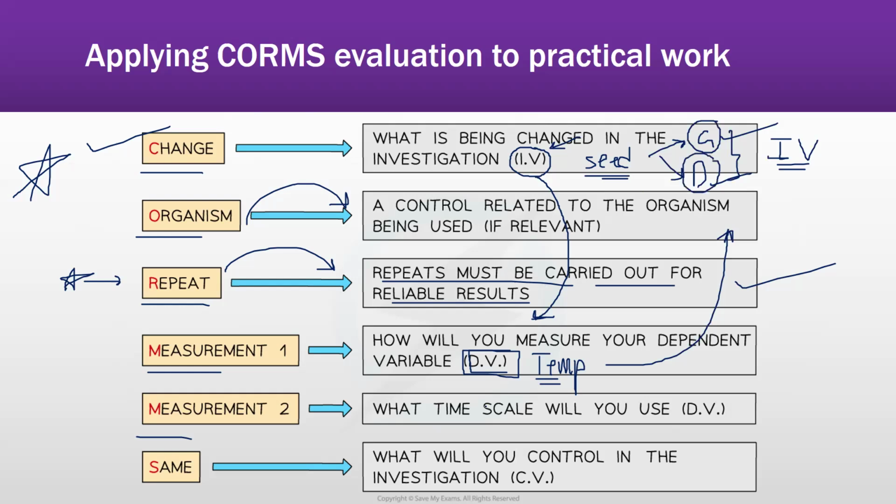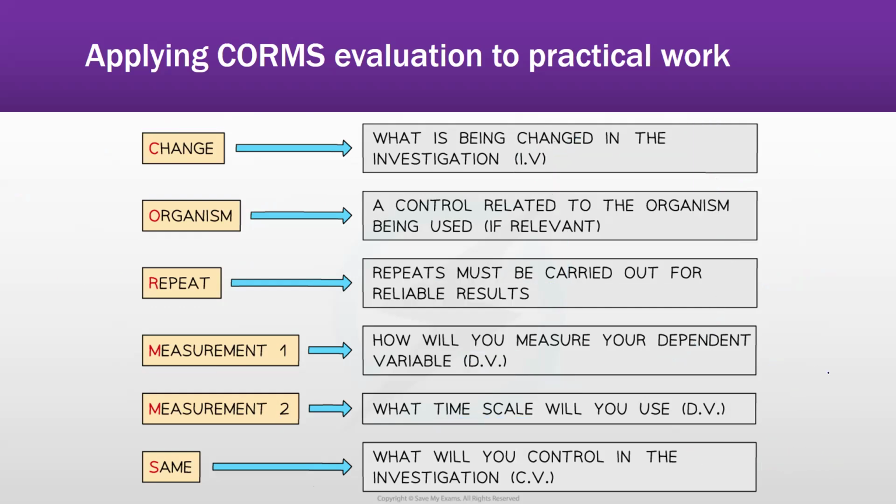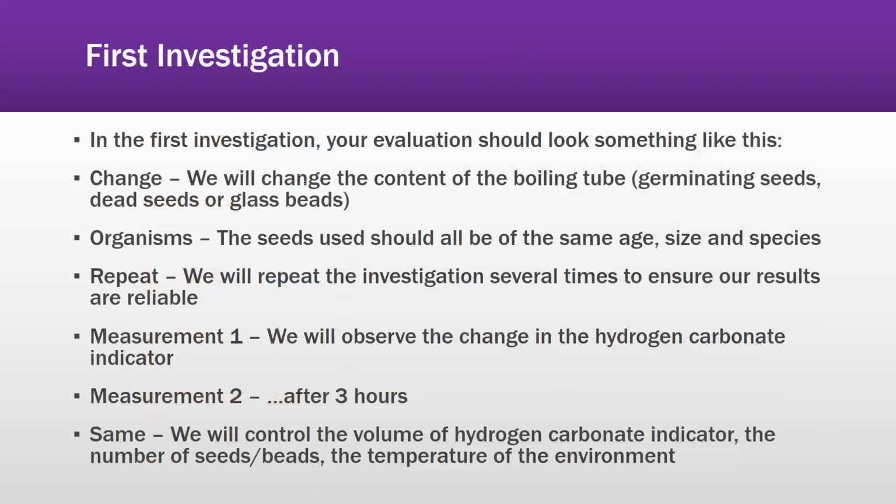Germinating or dead seed. Measurement 2 is what time scale you are going to use, and what are you going to keep the same? What are you going to keep the same? The number of seeds, the size of the tube, the volume of hydrogen carbonate indicator, the type of thermometer, the type of room conditions, the same initial temperature. These are all the things that you have to keep the same.